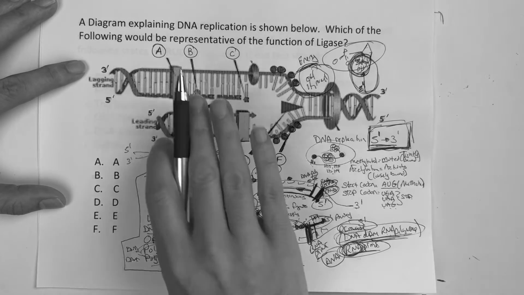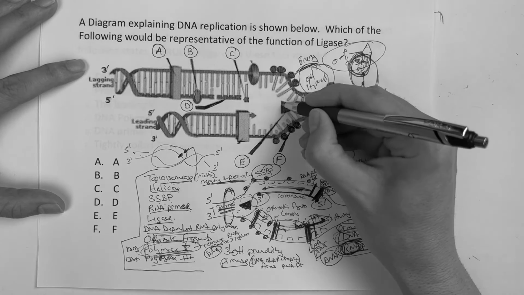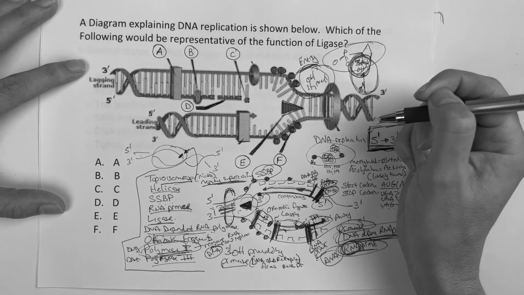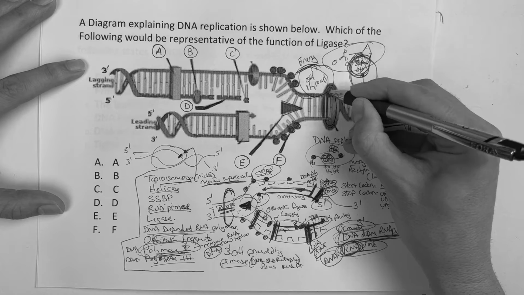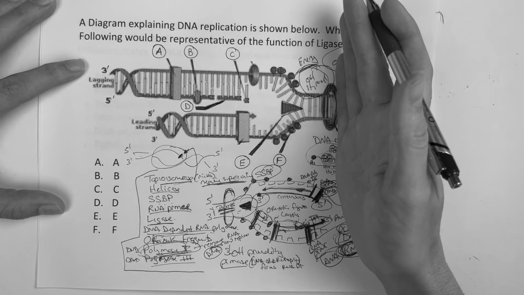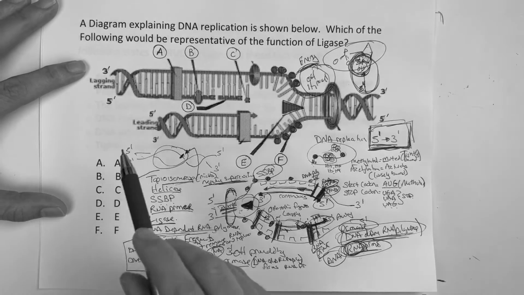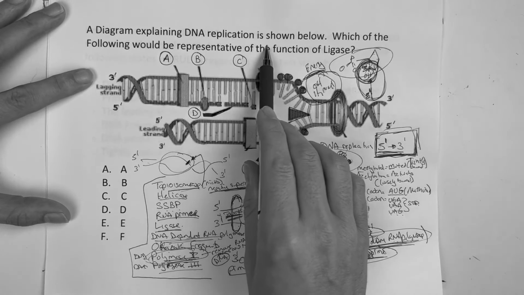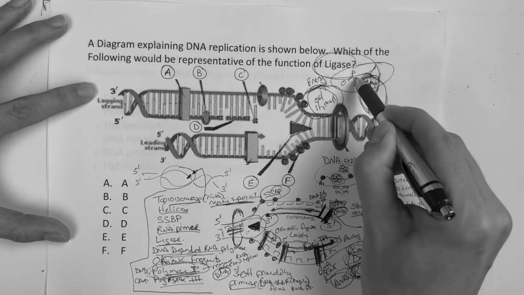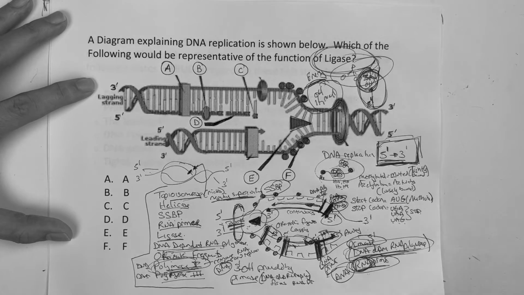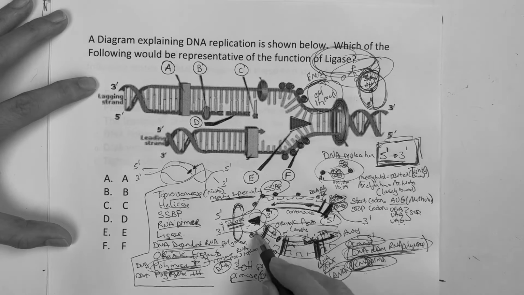Now back to this picture, which I'm going to tell you is a little bit flipped from where I wrote it in this direction. But as you can see, this guy looks like a helicase. This guy that's kind of negatively supercoiling, keeping it stable in front of the helicase, is going to be topoisomerase. But anyways, this question reads, a diagram explaining DNA replication is shown below. Which of the following would be representative of the function of ligase? Now we said ligase is the glue, okay? But it's the glue of the Okazaki fragments.